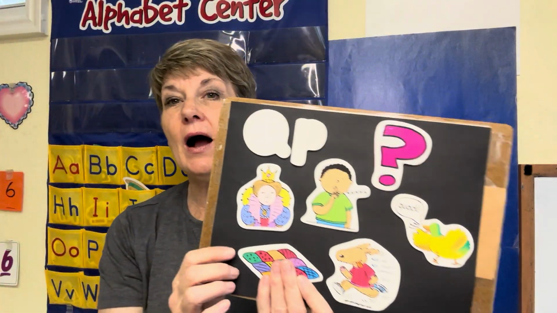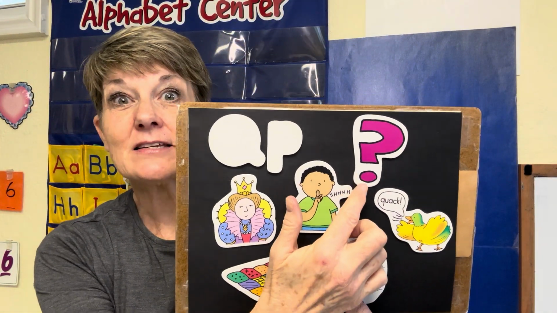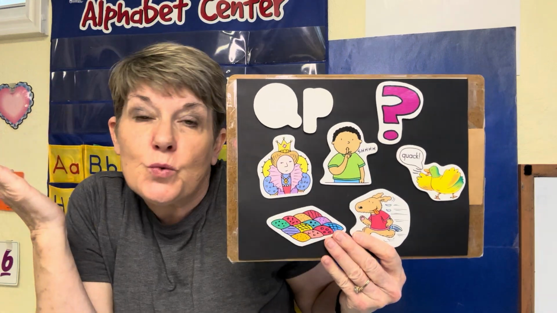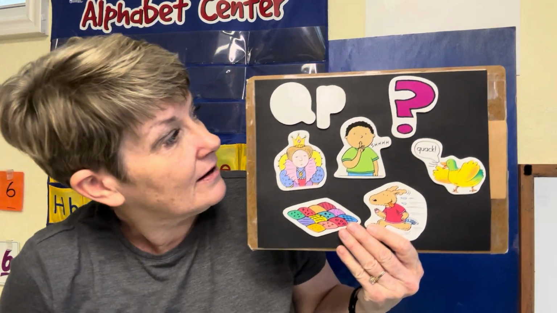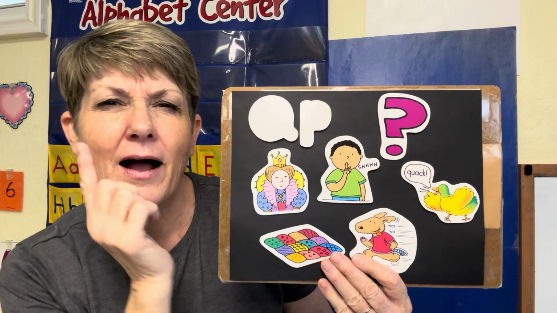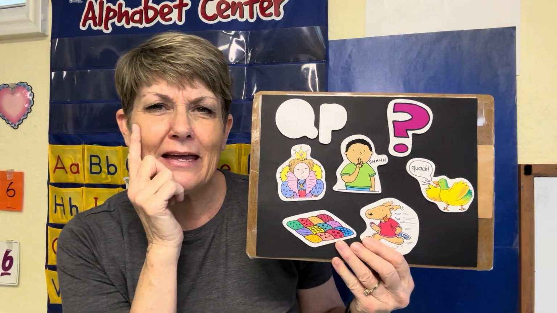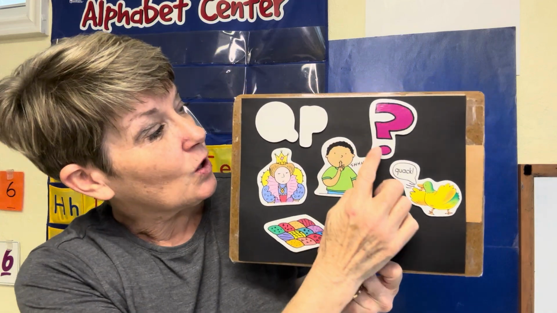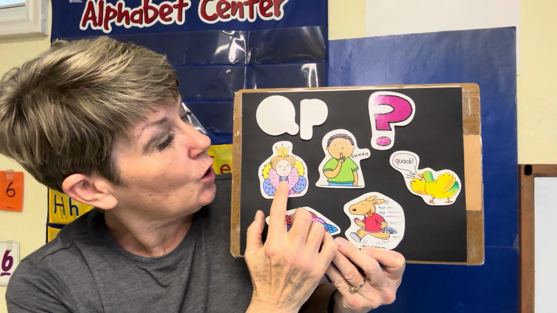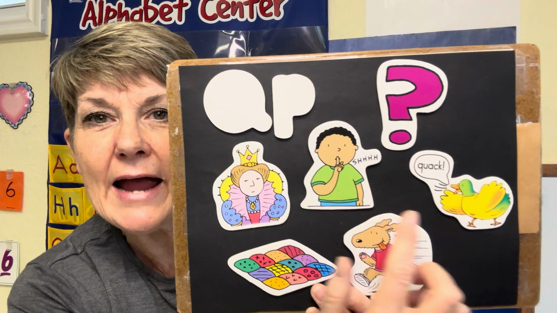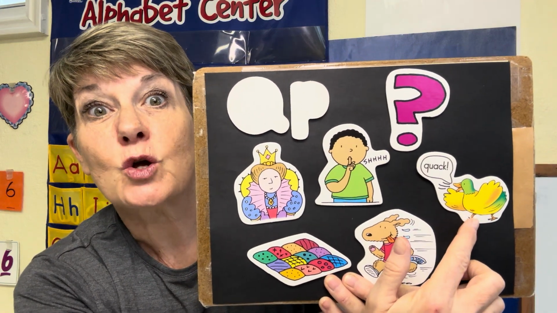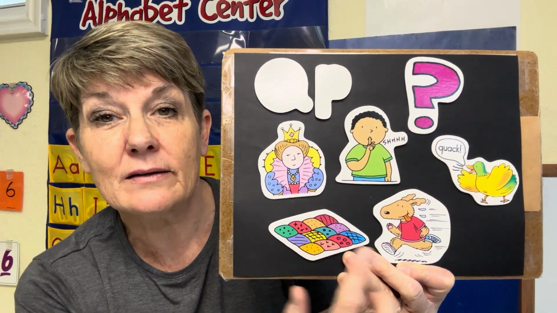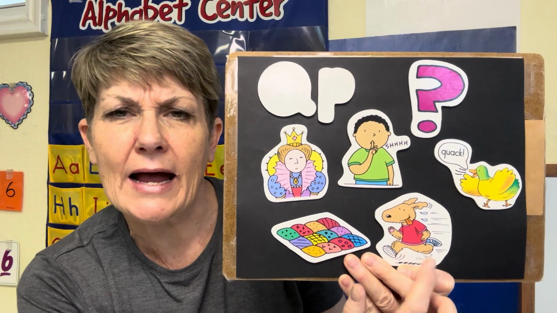And you know what? It's kind of a mystery. It's a question. We don't know what it is. Look carefully. What do you think it might be? Let's see. It has a question mark, a queen, quiet. This duck says quack, a quilt, and he's so quick.